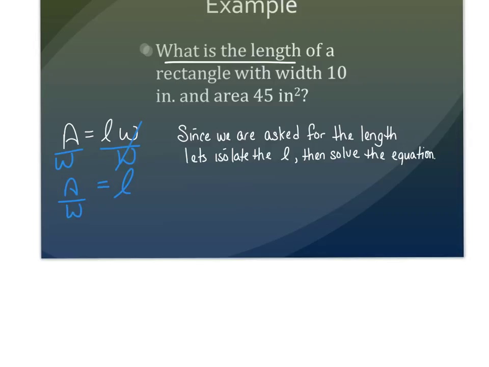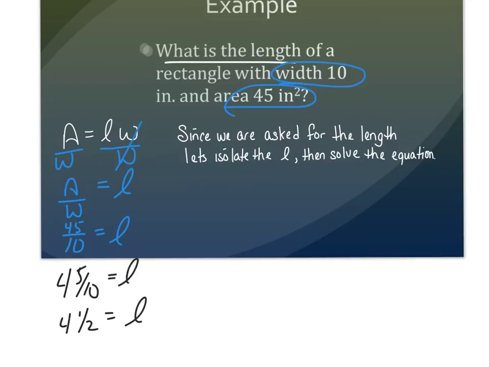Now using that piece of information, we're going to see that W is 10 and A is 45. So L equals 45 over 10. And of course, being mathematically minded, we can reduce that a little bit and say 4 and 5/10, which is 4 and 1/2 is the value of L. Now don't forget that we need to label this. So our final answer would be 4.5 inches.